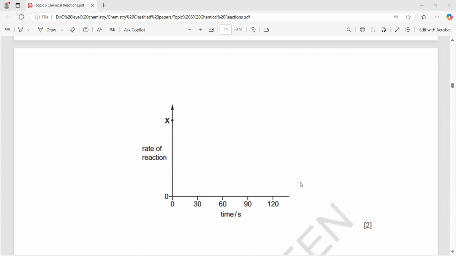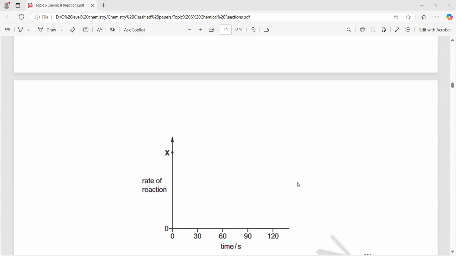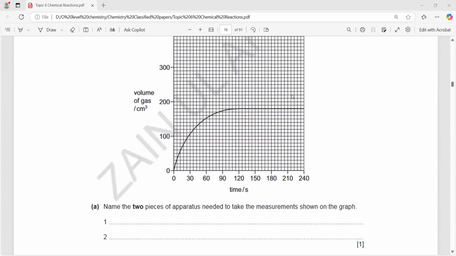Next question. Look, if you see this, at which point is the reaction fastest? At the beginning, because of the steeper slope. Then the reaction slowed down, and at around 120 the reaction has stopped. The volume of a gas is constant, the reaction has stopped. No more reaction takes place.